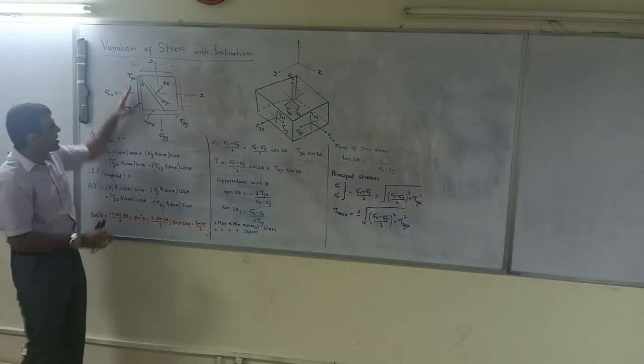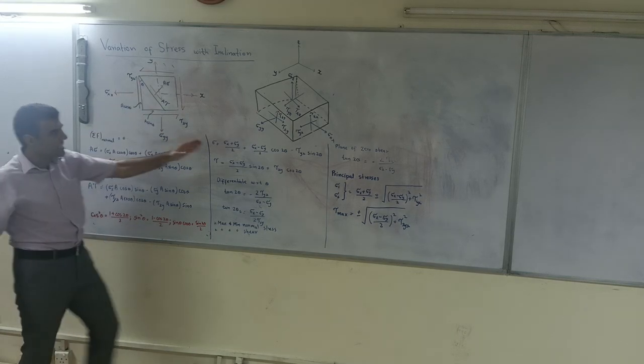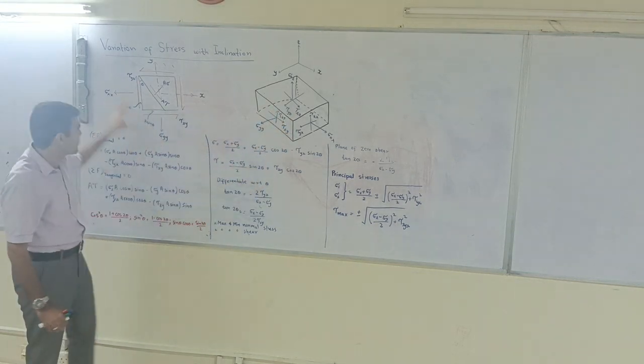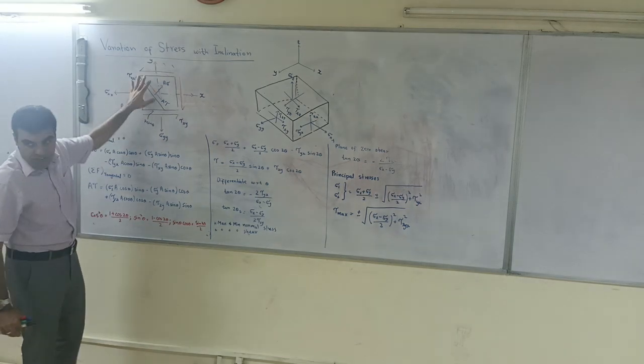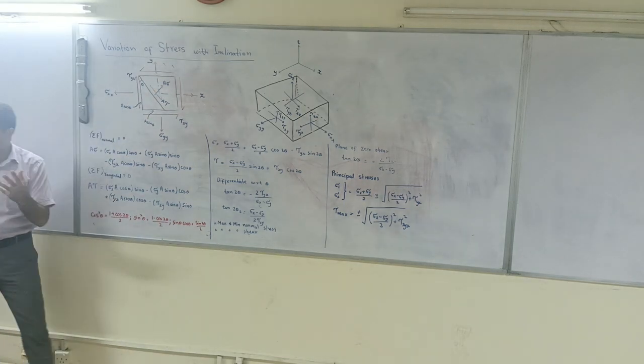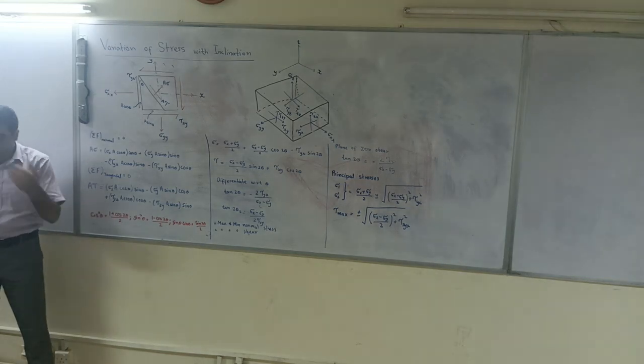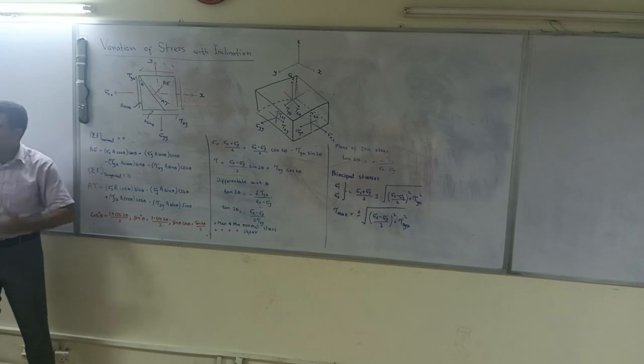So this is one set of stresses which appear on this box, or in the 2D case, which appear on these faces. It's one set of stress, but we don't know whether this is the maximum stress. What we are interested in is the maximum stress. Why? Because we design our structure based on maximum stress.